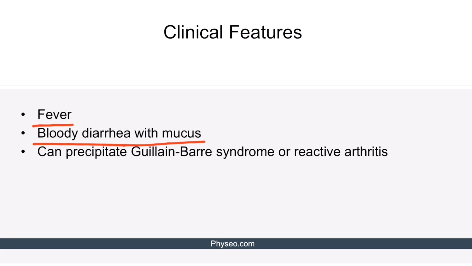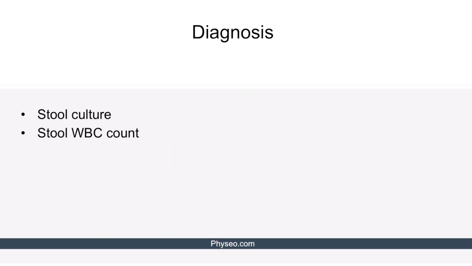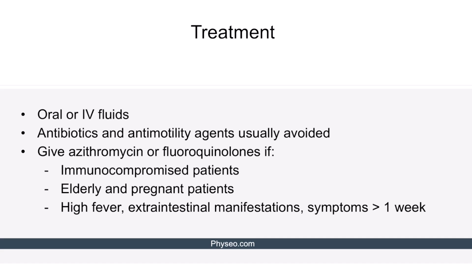Also, unlike any of the other diarrheas that we've discussed in this lecture, Campylobacter jejuni can precipitate Guillain-Barré syndrome, or reactive arthritis. On to diagnosis now. Diagnosing Campylobacter jejuni usually requires a stool culture to isolate the organism, as well as a stool white blood cell count. And that's to help you confirm that this is an invasive diarrhea. And what did we say was common to all of the invasive bacterial causes of gastroenteritis? They usually have a white blood cell count that's high in the stool. Now we will discuss the treatment strategies.